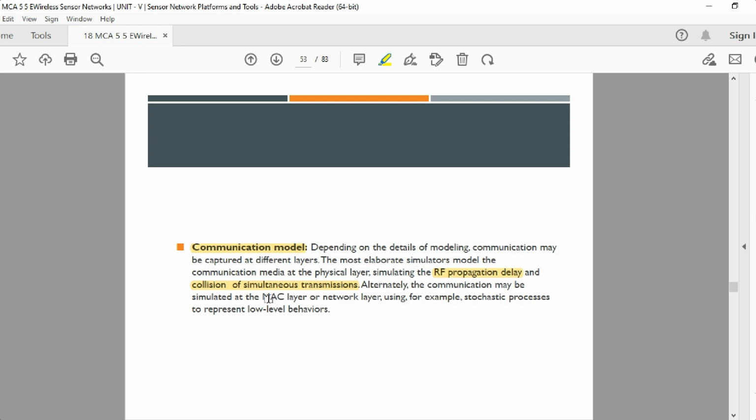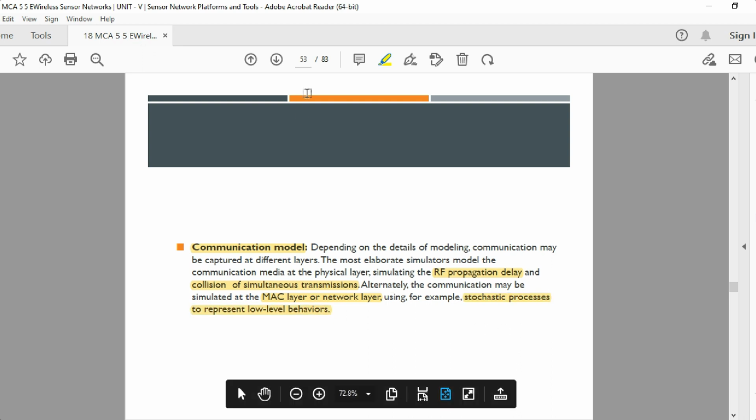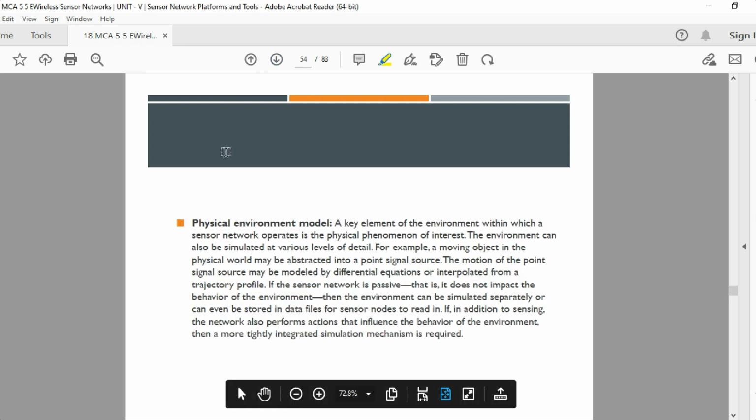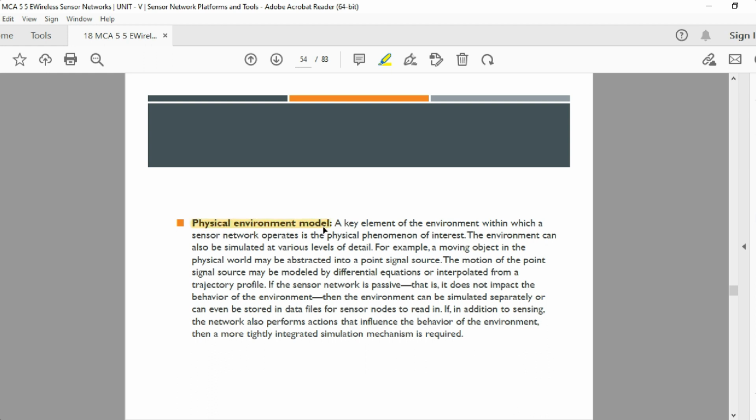While if you are going to discuss simulation at the MAC layer or the network layer, we have to take care about the stochastic processes to represent the low level behavior. And next comes the physical environment model. So actually this is going to be the physical phenomena of interest. The environment can be simulated at various levels.